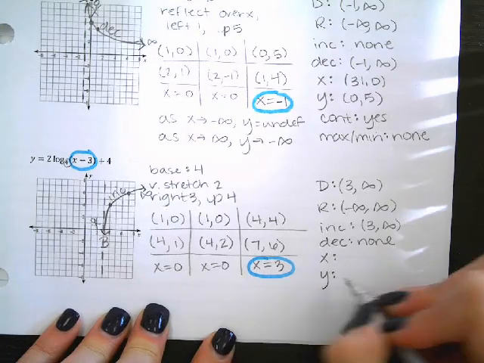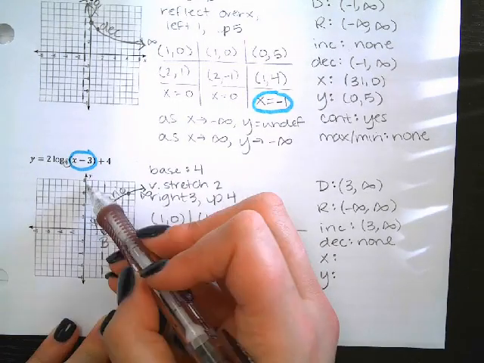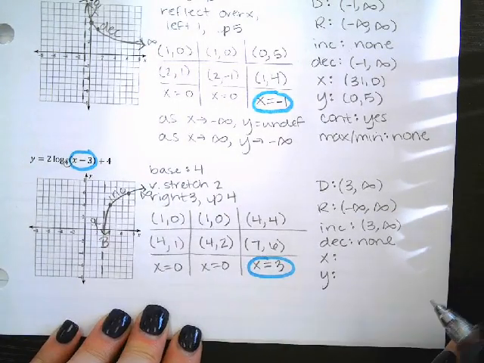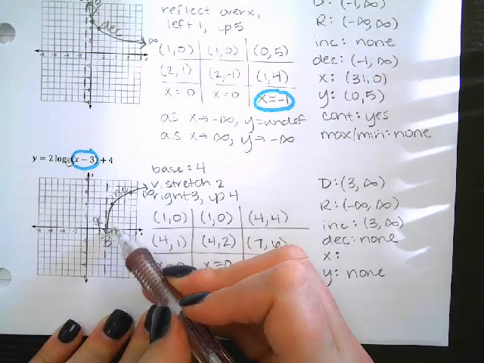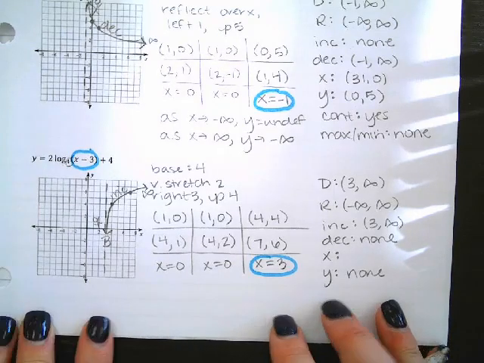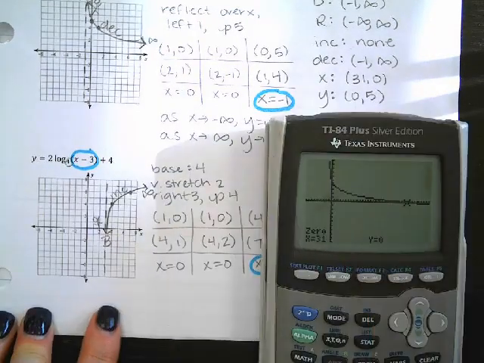X-intercept, y-intercept: we know that for the y-intercept there'd be none because that asymptote is keeping the graph from crossing the y-axis. But the x-intercept, we can see it's going to be some number that's a little bit bigger than 3, so I need to go ahead and graph this.